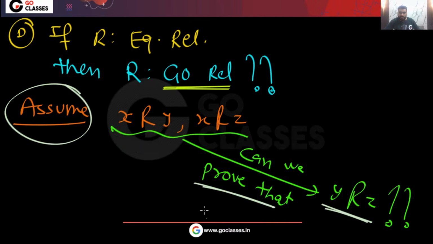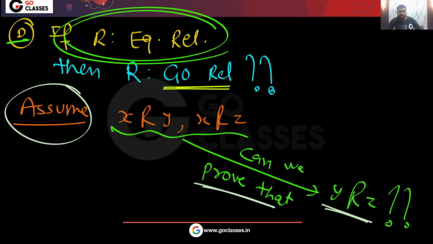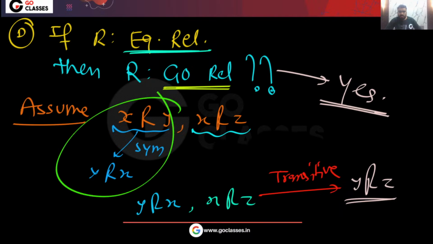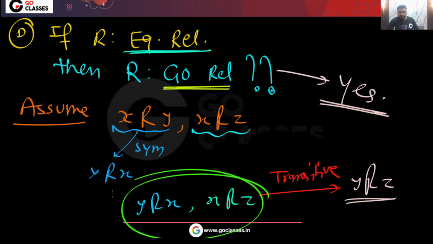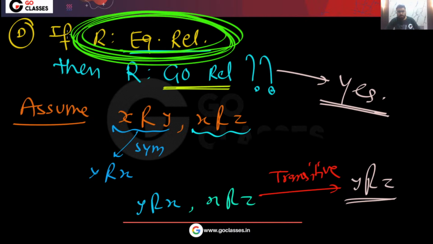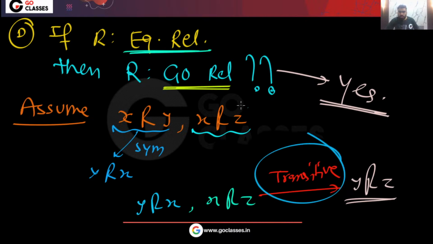Did you understand? See, very simple point. Assume that R is equivalence relation, because option D is saying if R is equivalence relation, can you prove that R will be go relation? Okay. So if you want to check for go relation, just assume that X is related to Y, X is related to Z. And finally, we have to prove that Y is related to Z. It is already given that R is equivalence relation. So you can use the symmetric property, so Y will be related to X. Now Y is related to X, X is related to Z. You can use the transitive property, and you can see Y will be related to Z.